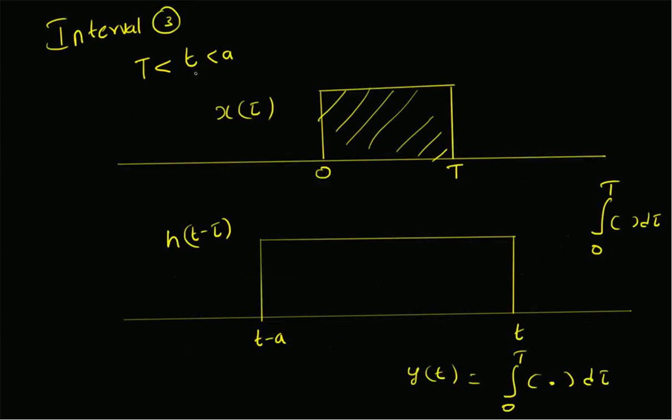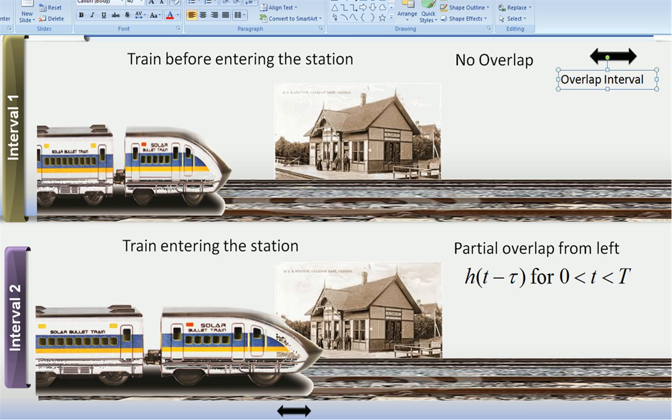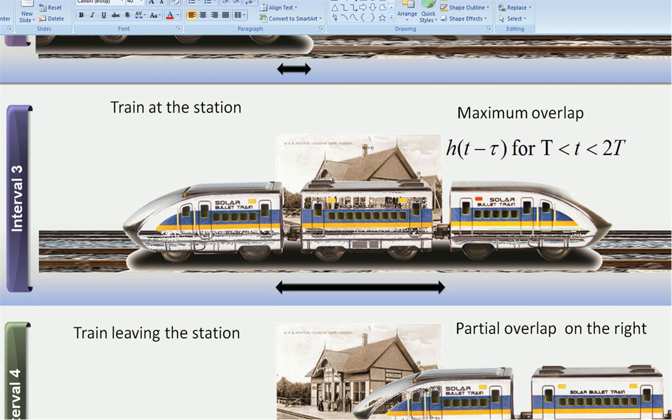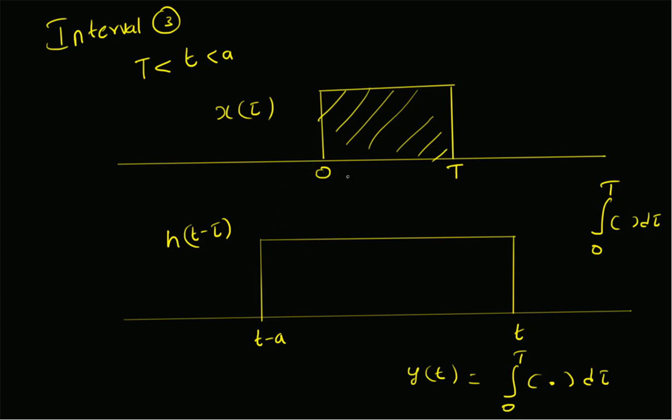And in the third interval, the value of time t is between capital T and a. In other words, the train is at the station. The whole station is covered by the train, so the limits of integration will be the boundaries of the station, or the smaller signal. That means the limits are from 0 to capital T. So y of t will be the integration from 0 to capital T of x of tau h of t minus tau d tau. That is interval number 3.